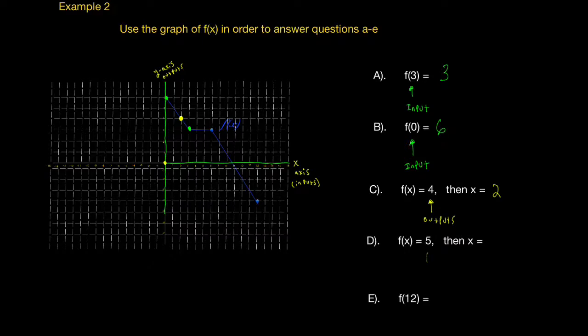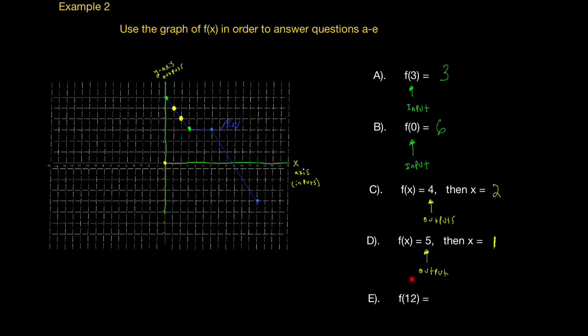For part D, we're also looking for the input because we're given the output value. So my output is 5, so I'm going to go to my y-axis and search for 5, which is right there. I'm going to go towards the function f of x, and it gets hit right here at that point. So now we're trying to look for the x value that corresponds to this y value, and that one we can see that it's going to be 1. So if f of x equals 5, then x equals 1.